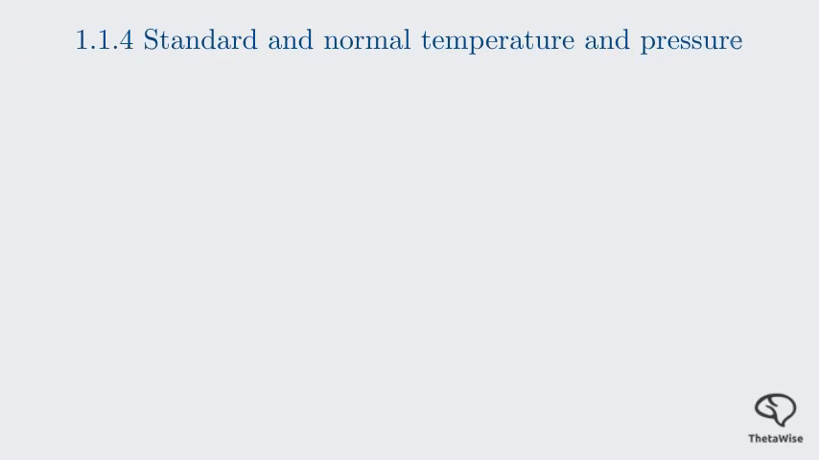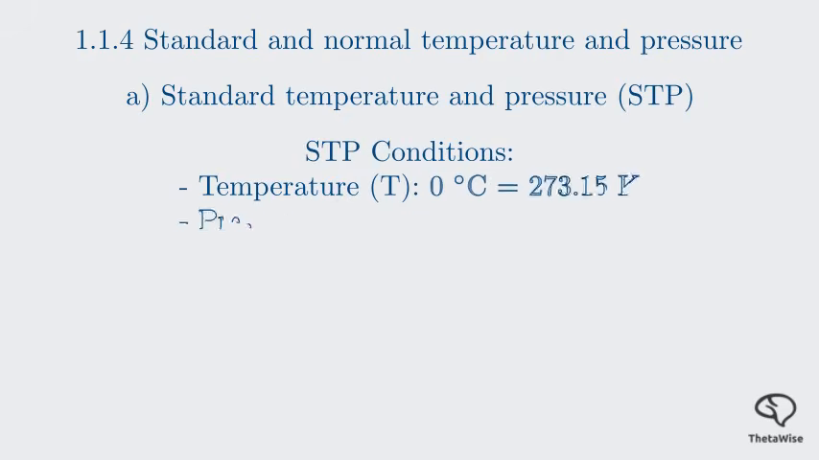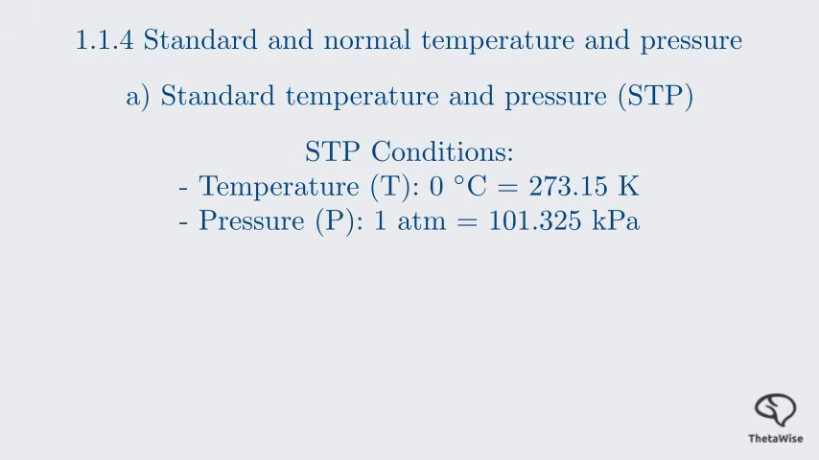To make accurate comparisons of gas properties, scientists and engineers need standard reference points. This is where standard temperature and pressure, or STP, comes in. Because atmospheric temperature and pressure can vary wildly, we need a consistent benchmark. STP refers to these nominal conditions at sea level. Standard temperature is based on the freezing point of water, which is 0 degrees Celsius, or 273.15 Kelvin. You'll notice we always use Kelvin in thermodynamic equations because it's an absolute temperature scale, where 0 Kelvin means 0 molecular motion. Standard pressure is 1 atmosphere, which is 101.325 kilopascals.